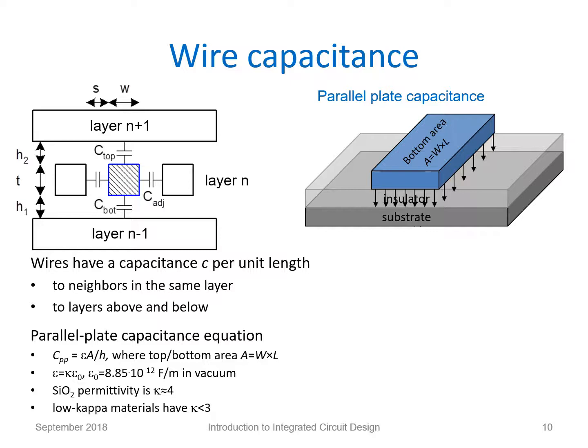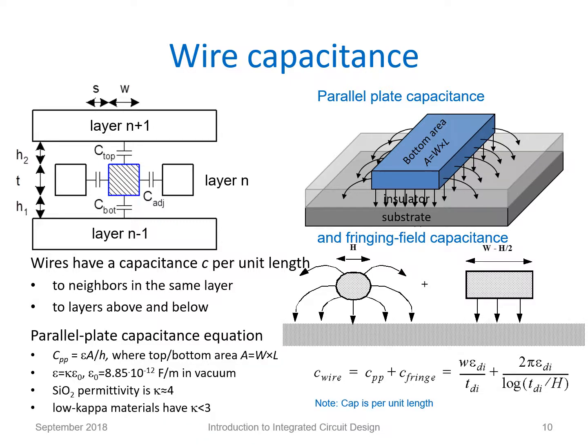Okay, we have parallel plate capacitance, but to the parallel plate capacitance, we must also add fringing field capacitances. They are a little bit more complex to calculate, but here is a useful approximation where the wire is split into two. We have a circular wire with a diameter equal to the height of the wire, and there are formulas for circular wire capacitances, plus the bottom plate capacitance, where we have adjusted the width of the wire to compensate for the fact that we already have some bottom plate capacitance here.